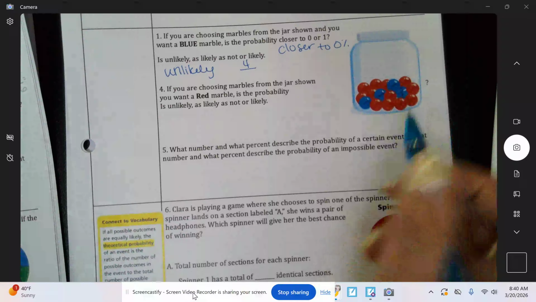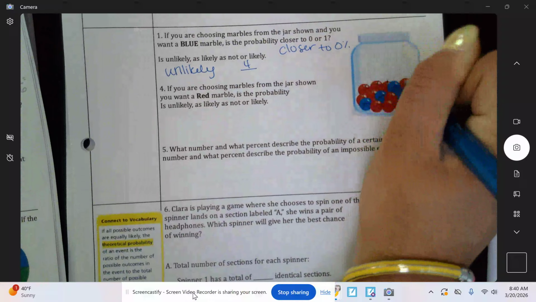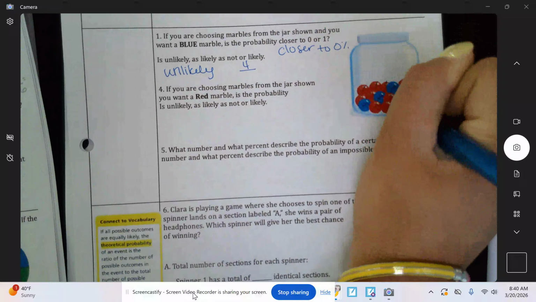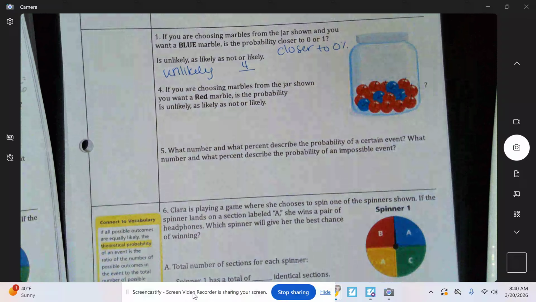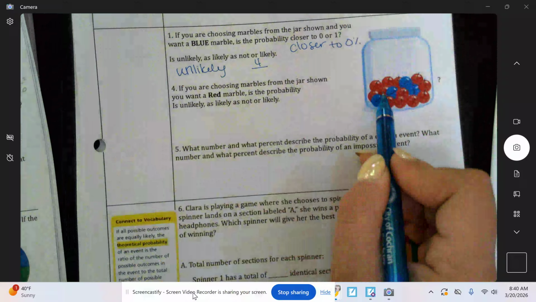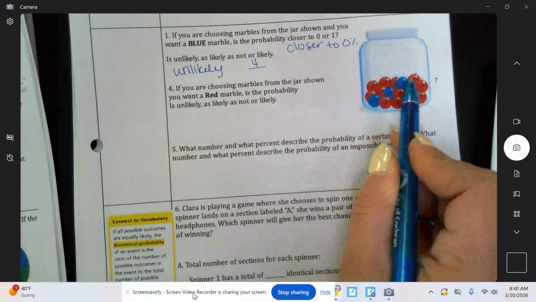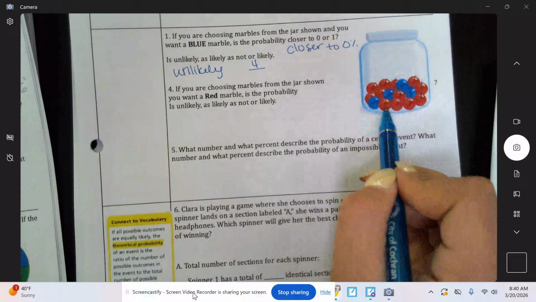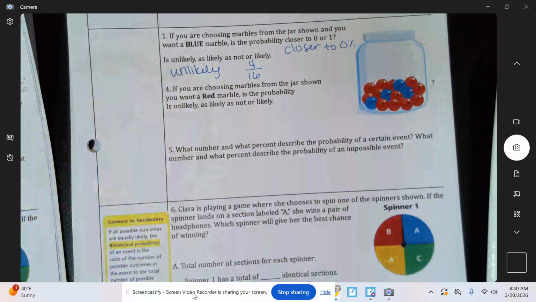There's one right here. 1, 2, 3, 4, 5, 6, 7, 8, 9, 10, 11, 12 red, 4 blue. I'm going with 16.